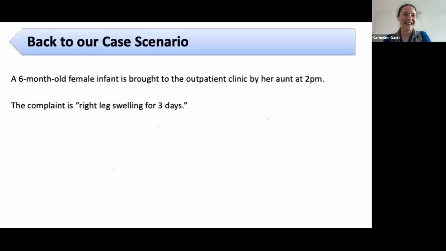So getting back to the case. If we all remember from the very beginning, and maybe you're thinking about this case a little differently now after our talk. You're seeing a 6-month-old infant, and she's coming to your clinic, and the complaint is for right leg swelling for 3 days.